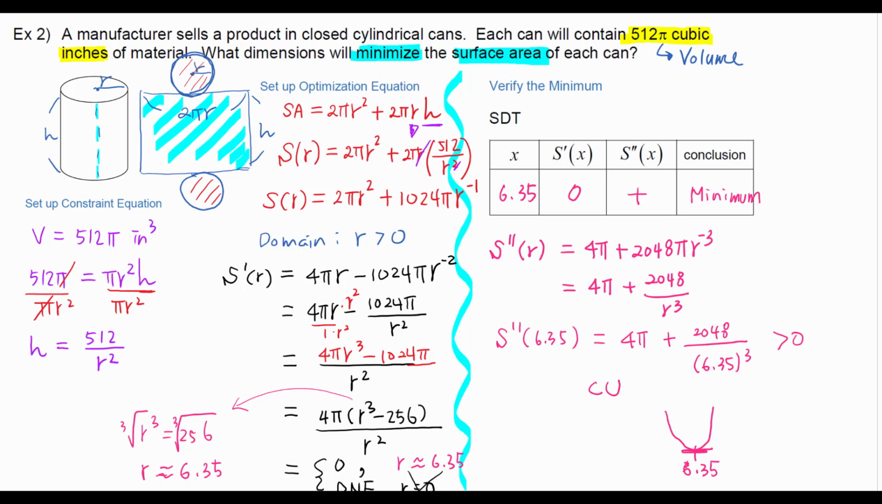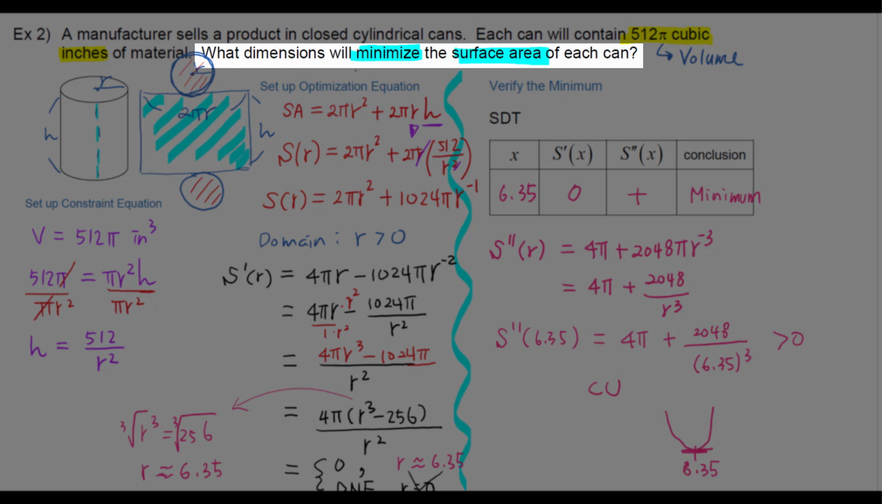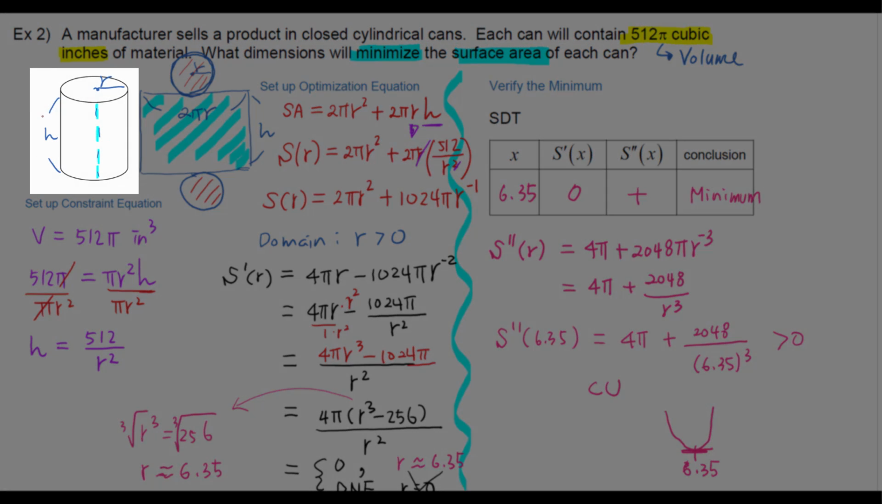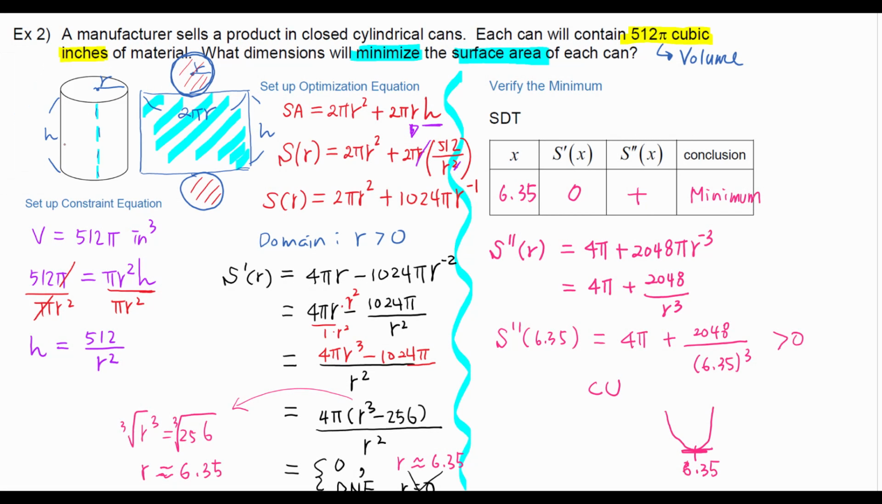But again, go back to the original problem. Problem was asking what dimensions will minimize the surface area of each can. And earlier, like we said, a can has a dimension only the radius and the height. We already do have a radius. We found the radius has to be 6.35. Now we have to find the height h. And where do you find it? Right here. Very good. We can find the h from right here.